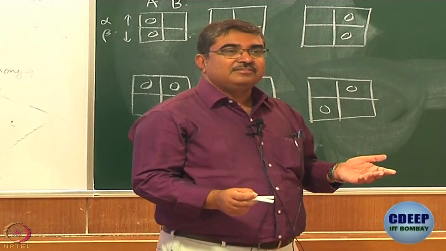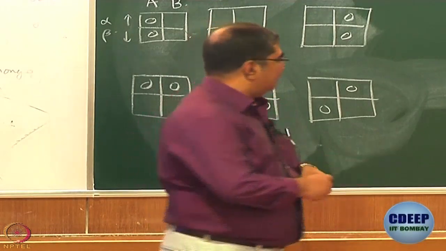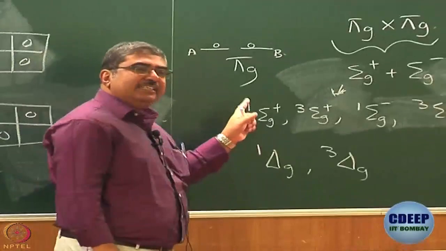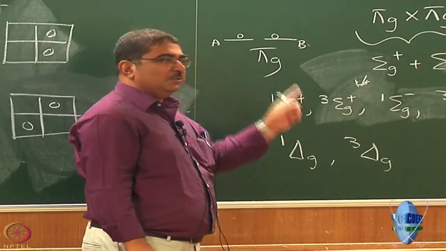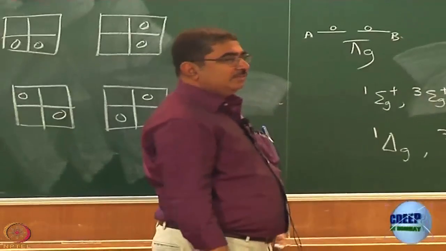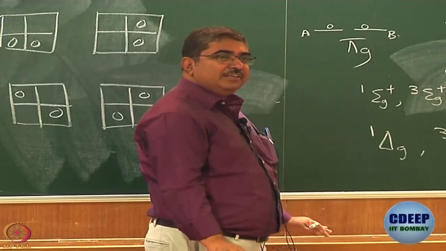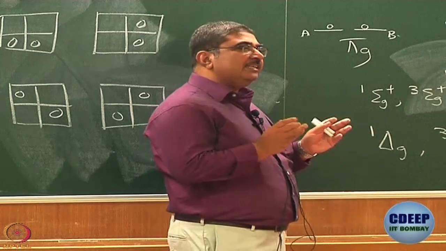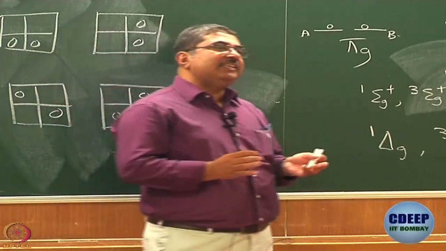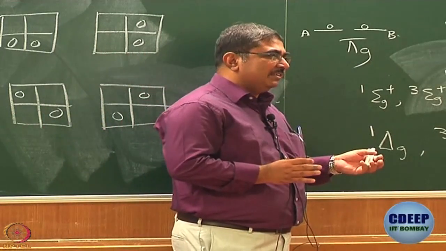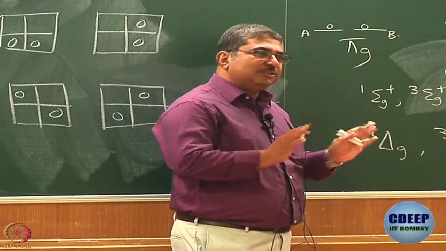Right or wrong? So, it is symmetric, of course. So, should I write singlet sigma G plus, or should I write triplet sigma G plus, or should I write both? Do you understand what we are trying to do here? If the space part is symmetric, then the spin part must be antisymmetric. If the space part is antisymmetric, then the spin part must be symmetric. Alright, we agree so far?